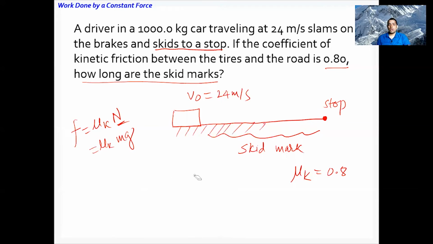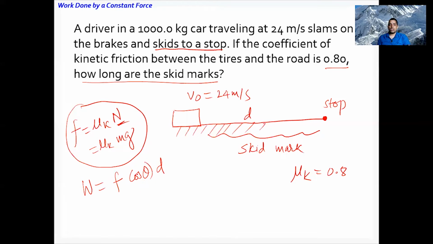Now, what is the force that acts on the car? The friction force. So friction force does the work, meaning work done equals F cosine theta D. D is the length of the skid mark. So what is theta? The friction force is applied opposite to the motion, so F and D are in opposite directions. That's why your angle is 180.